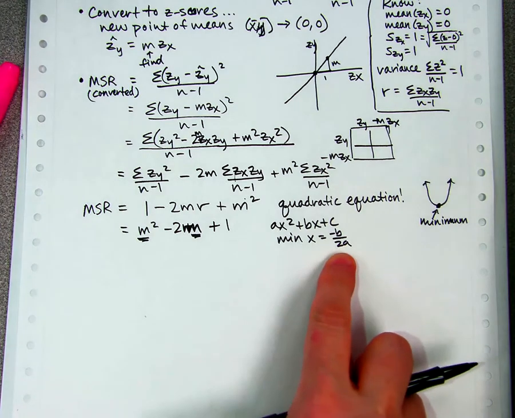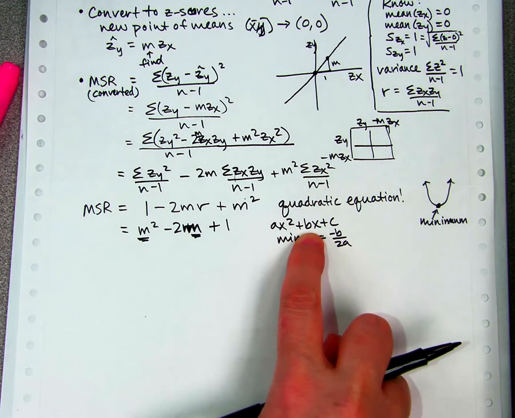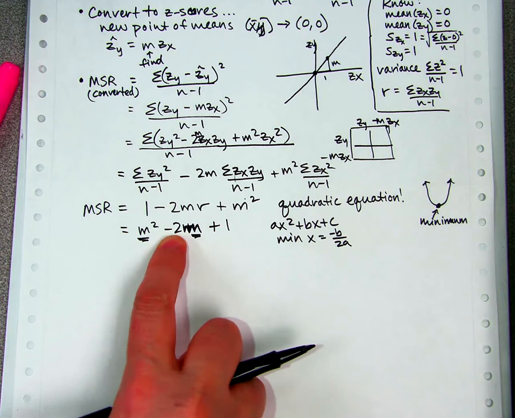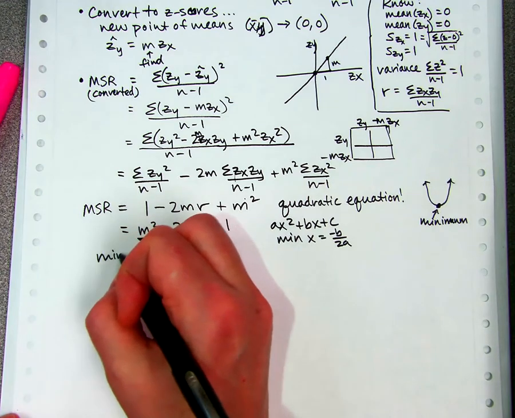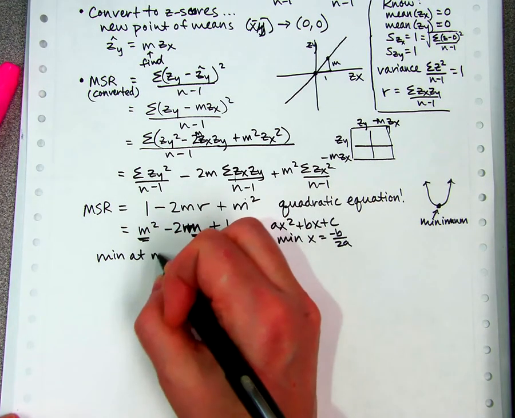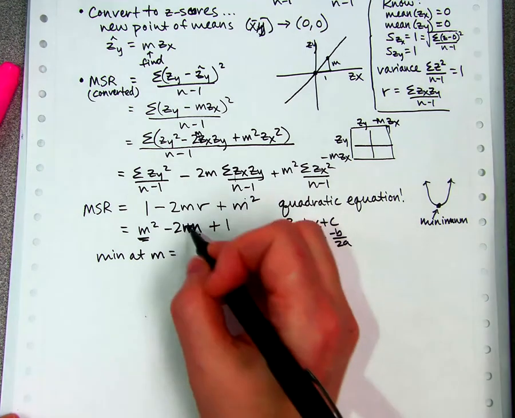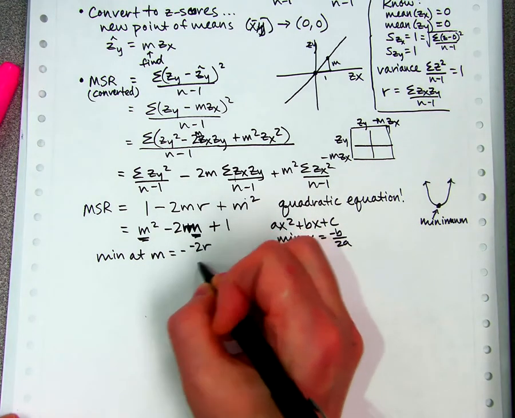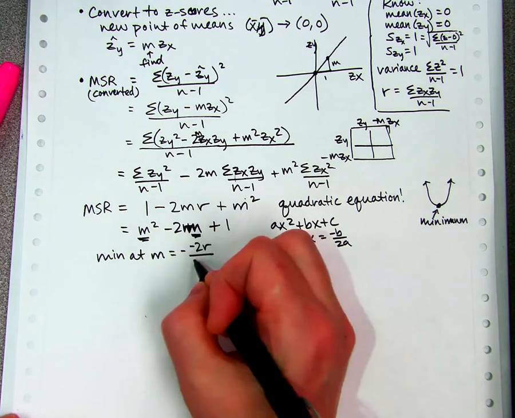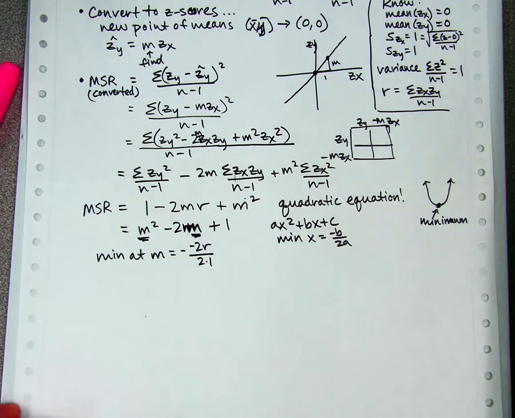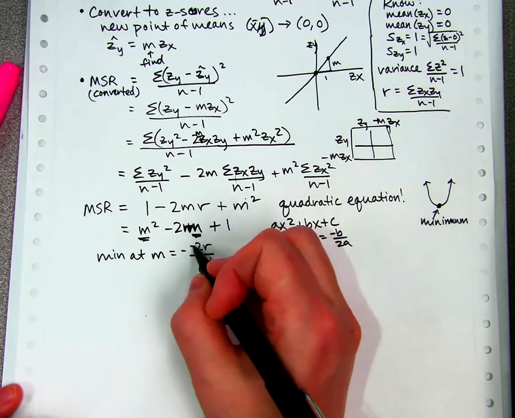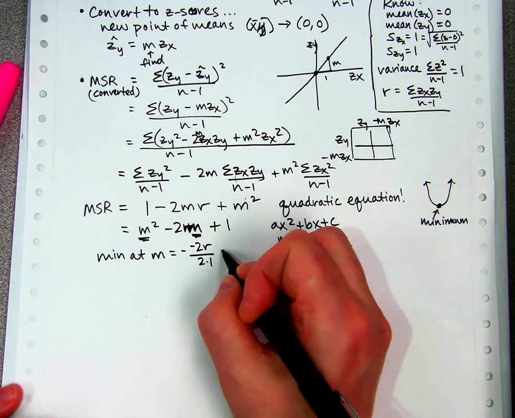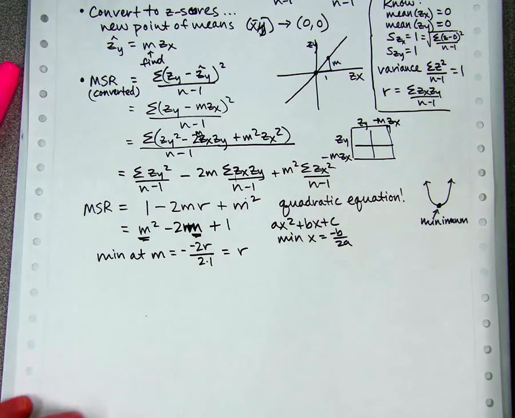This is the reason I didn't want to call the slope b, because I have a b here, and it's not the same as this m. It's technically b is negative 2r. So I'm going to do negative b over 2a and find the minimum. At m equals negative b would be negative 2r over 2a, which is 2 times 1. Right? So there's my b and my a from this formula. And I can simplify this. The negatives cancel, the 2's cancel. It equals r. That's amazing.